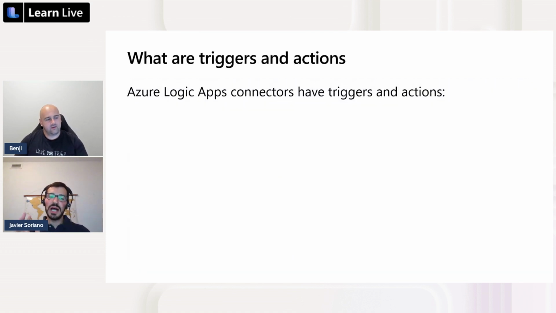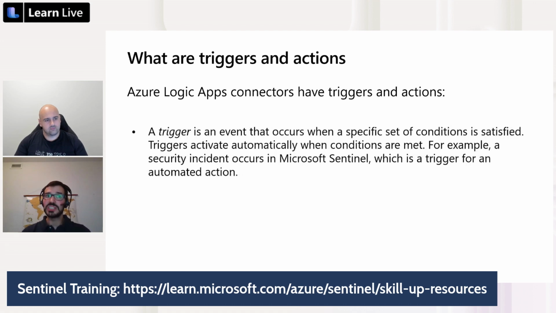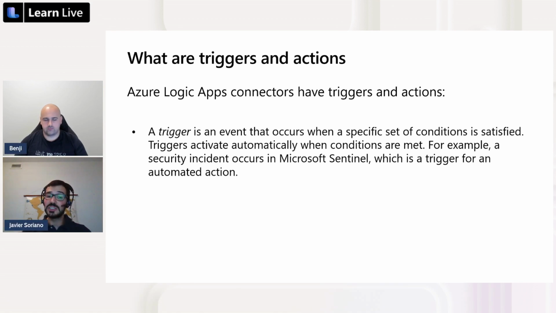Okay, so what are Azure Logic Apps made out of? They have two main components, what we call triggers and what we call actions. So let's see what a trigger is. A trigger is an event that occurs when a specific set of conditions is satisfied. For example, in Microsoft Sentinel, we have the incident trigger. Whenever an incident is raised in Sentinel, that triggers this Logic App or this playbook to start executing.